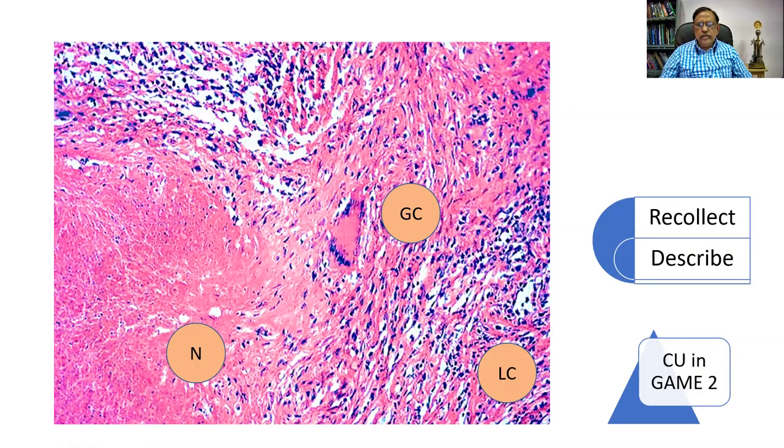Kindly superimpose this knowledge on the slide and specimen that you have got in your college. You will definitely be able to identify it and describe.